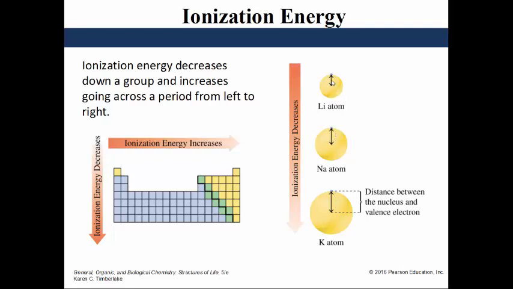This is really, really close to the nucleus. So pulling away this lithium electron would take a lot more energy compared to potassium, because that's further away. Not that much, a little bit more, a lot more. All due to the distance between the electron and the nucleus. The closer it is, the more energy you need.